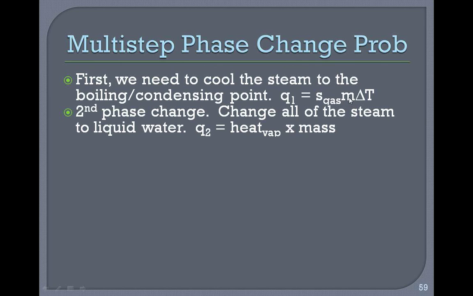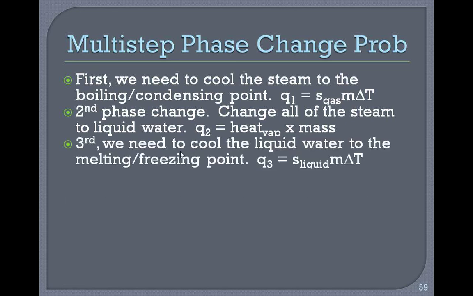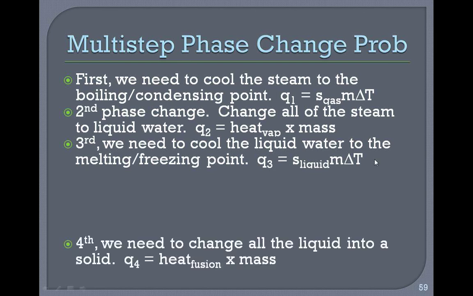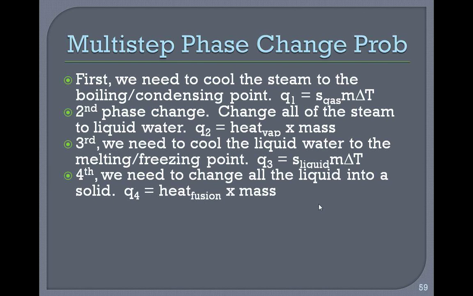And first we need to cool the steam to the top flat line, the boiling condensing point, which is a QSMAT problem. And then we need to do the phase change, which we're going to call Q2, and it's going to be the heat of vaporization times the mass. We don't have a change in temperature here because the temperature doesn't change at the phase change. Third, we'll need to cool the liquid from the 100 degrees down to the freezing melting point, which is 0 degrees. And we'll have the specific heat of the liquid times mass times delta T.